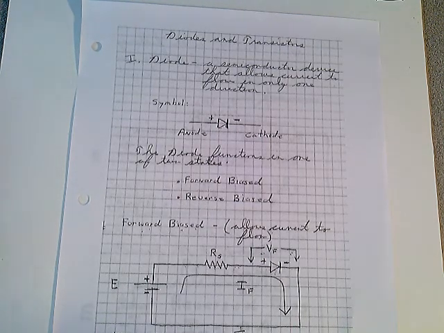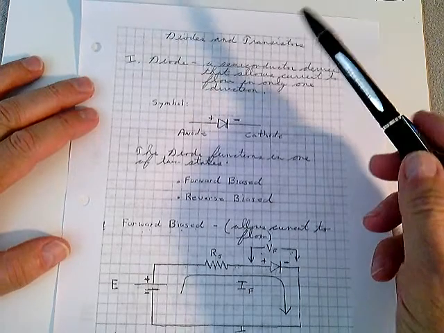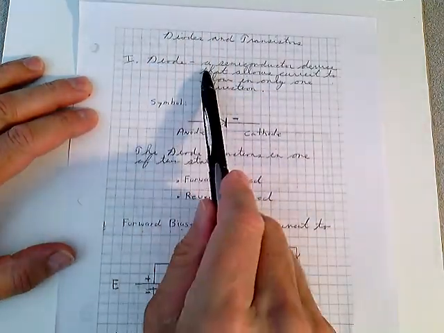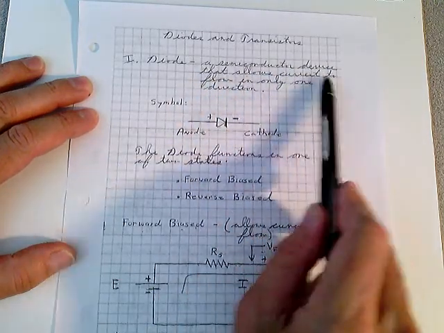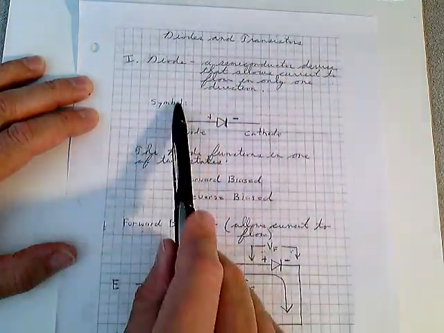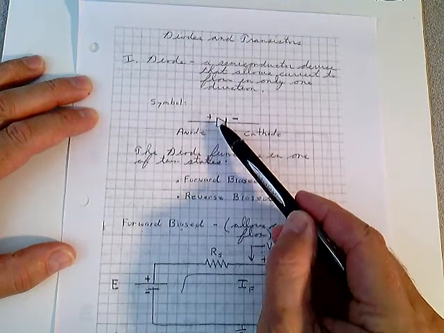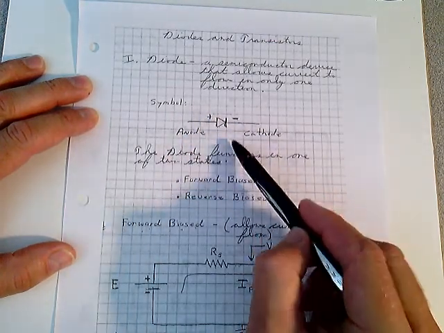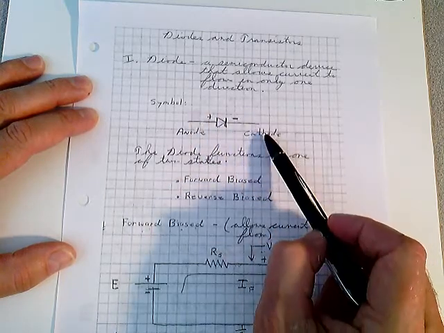Starting out on page 123, I'm going to define two semiconductor devices. First of all, the diode. The diode is a semiconductor device that allows current to flow in only one direction. The symbol for it looks like this. It has an anode side, which is the positive side, and it has a negative side, which is the cathode side.